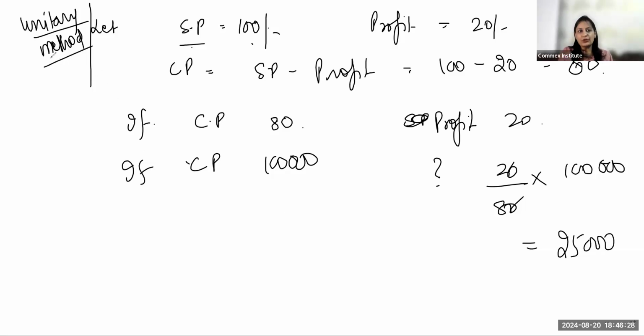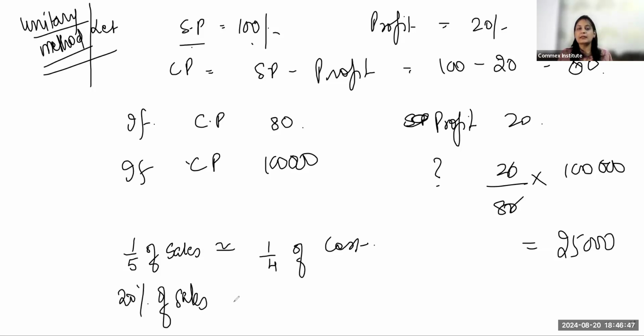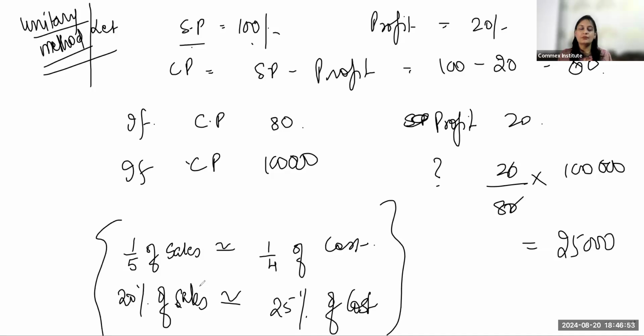Okay, so you can use the unitary method, or you can directly learn the relation that if it is 1/5 of sales, this automatically implies it will be 1/4 of cost. Or in terms of percentage, if it is 20% of selling price, it will be 25% of cost. These relationships you can learn by heart, or every time apply the unitary method, your choice.